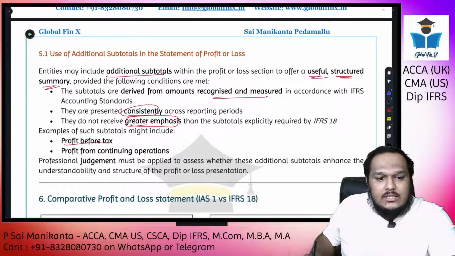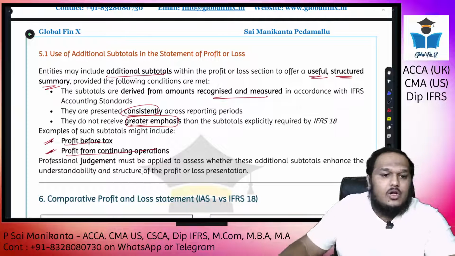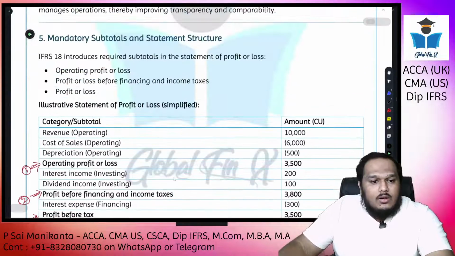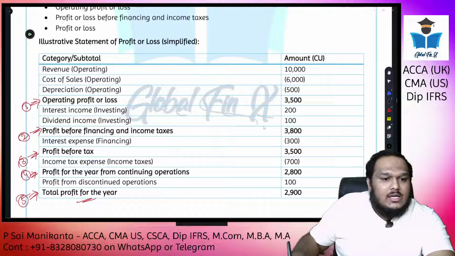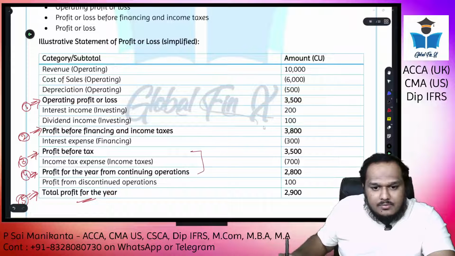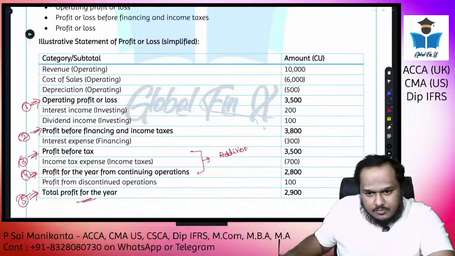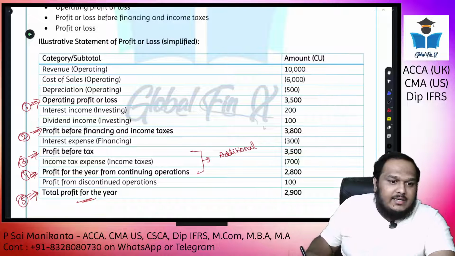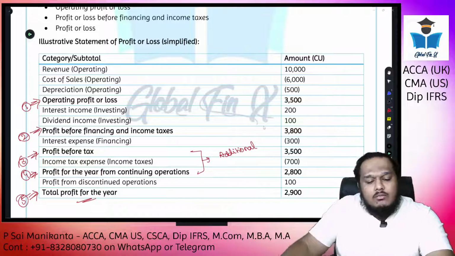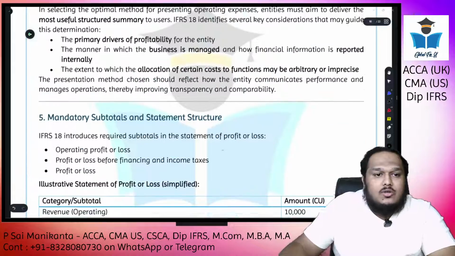Profit before tax, profit from continuing operations. These are the additional subtotals that we are talking about. It makes sense to have them anyway. So 3 and 4 are additional. Of these five, 1, 2 and 5 are mandatory, 3 and 4 are additional, which is again better to have. Alright, so with that I'll wind this up.